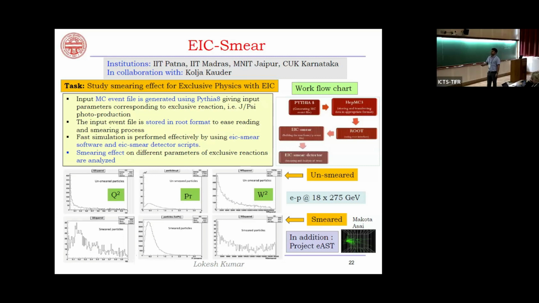So these are some example plots for an electron-proton collision at a certain energy for Q squared, PT, W squared, and the upper plots represent the unsmeared particles and the lower plots represent the distributions after the smearing effect. In addition, people were also involved in this project EAST, which was headed by Makoto Asai.